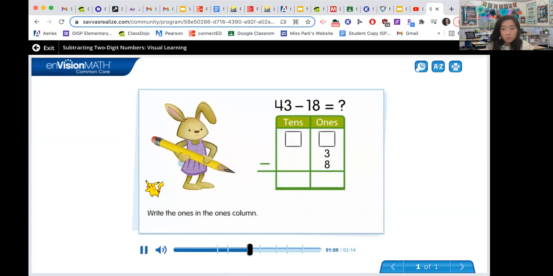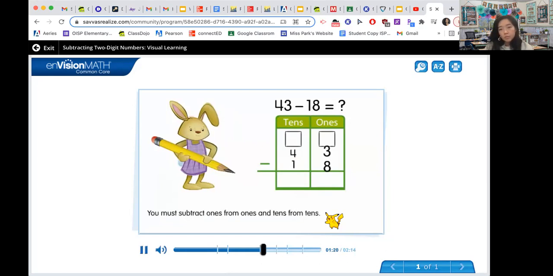Write the ones in the ones column. Write the tens in the tens column. Why is it important to line up the digits correctly? You must subtract ones from ones and tens from tens. Subtract. Regroup if you need to.